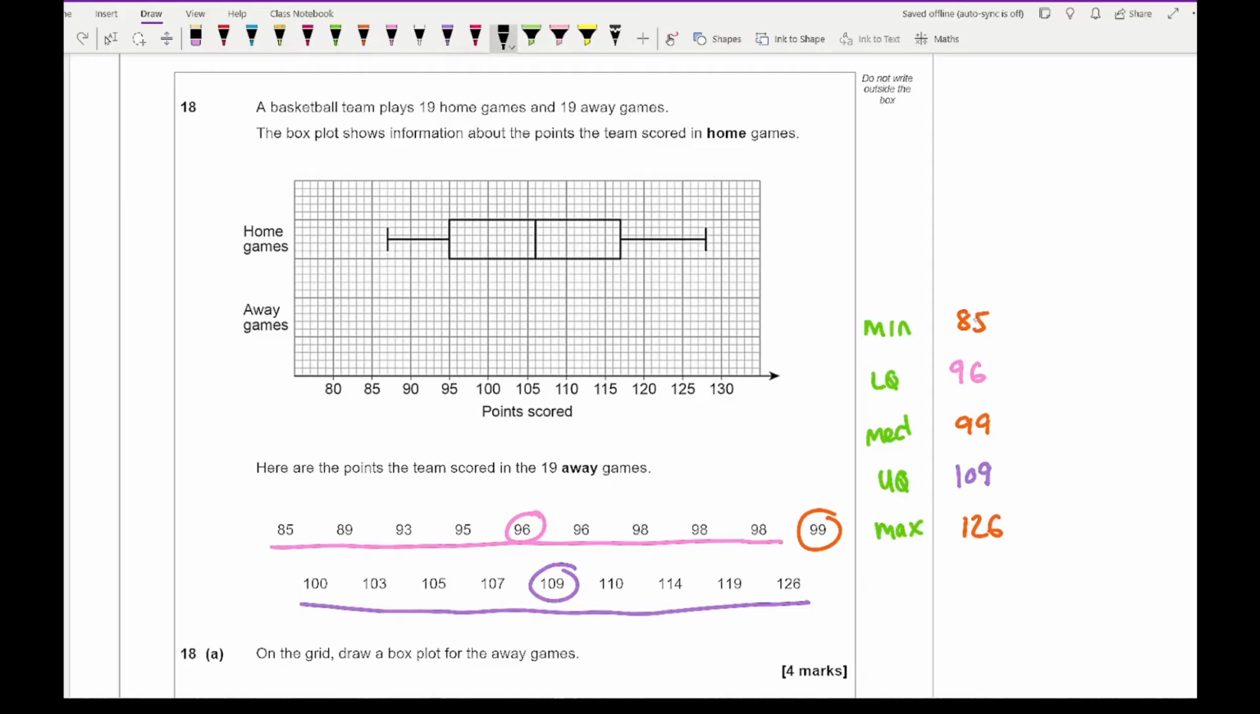So the smallest value is at 85, which is there. Then I've got 96, which is there. 99, which is there. 109, which is there. And 126, which is there. Now again, you need to make sure that you are using a ruler for this, and I know I'm not showing very good practice, but I'm just trying to speed up the process. So I should end up with something that looks like that.